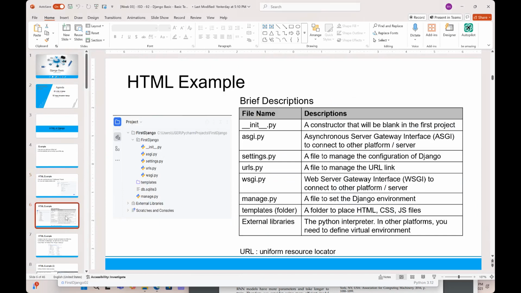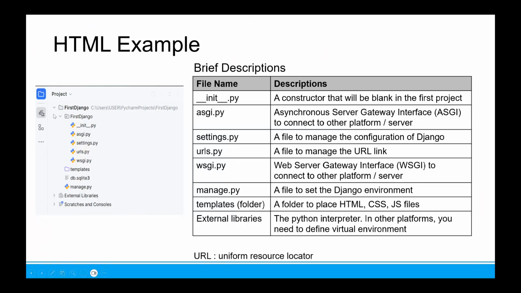I need to explain what the files are. In the left panel there are some files, for example __init__.py, asgi.py, settings.py, urls.py, wsgi.py, and manage.py. The .py means, I guess you know, these are Python files.